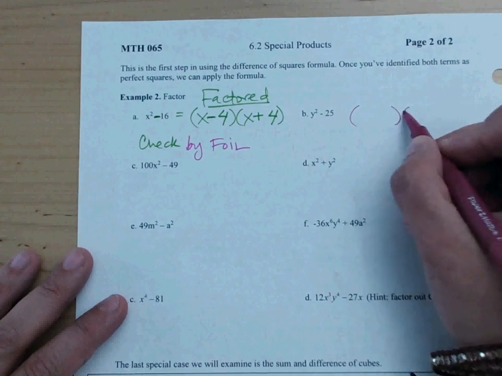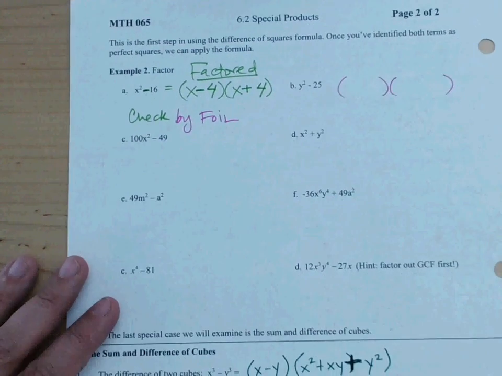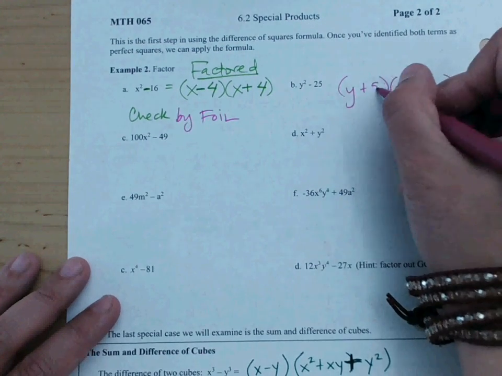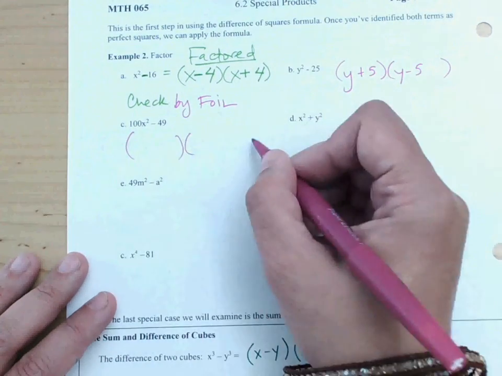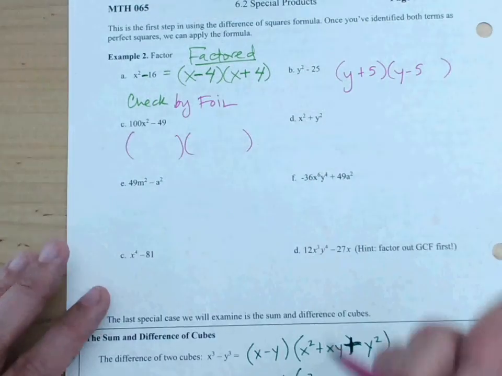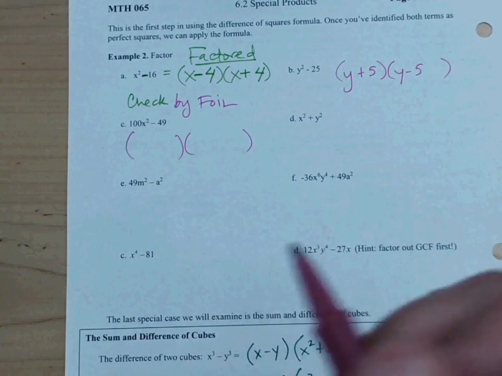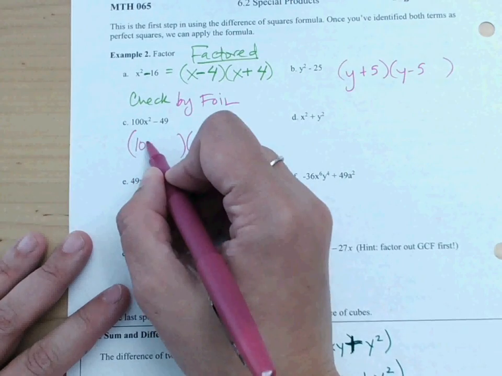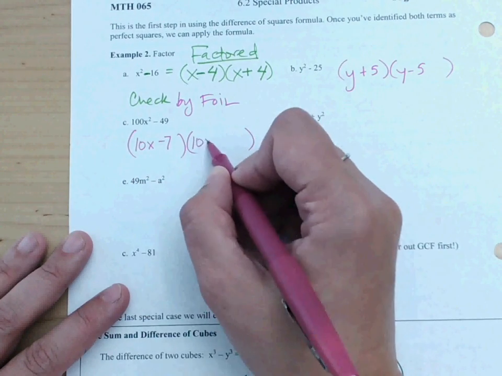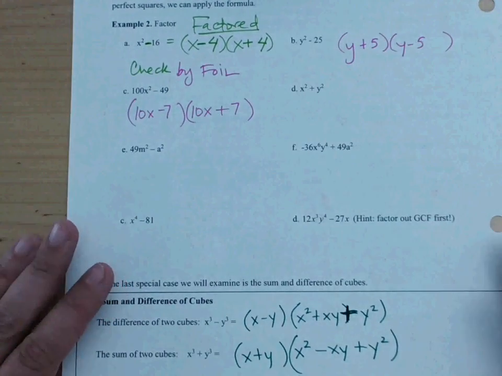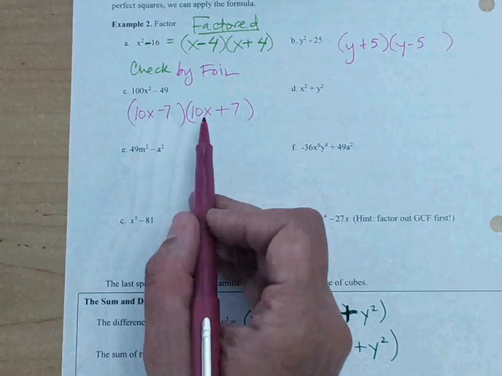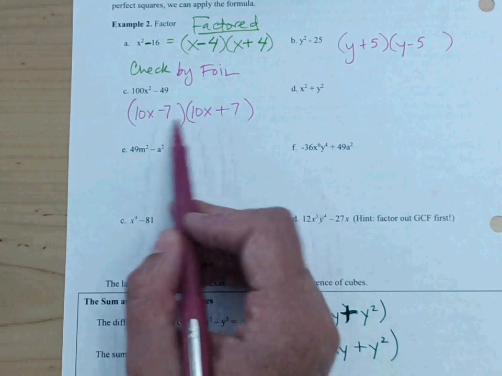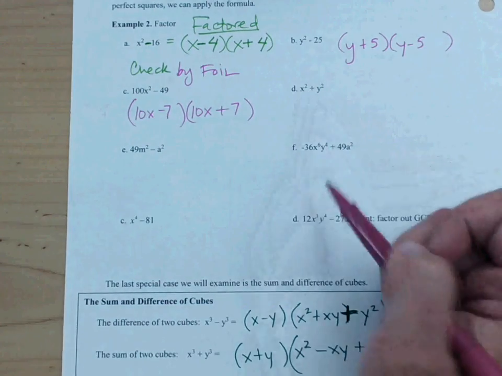Who thinks they could tell me the factors for this one? 1 minus 5. Okay, good. What about here? 10x minus 7, 10x plus 7. Does everybody see how she got that? Why 10x times 10x? Yes, 10 times 10 gives us 100. The signs are opposite. Now what about D?